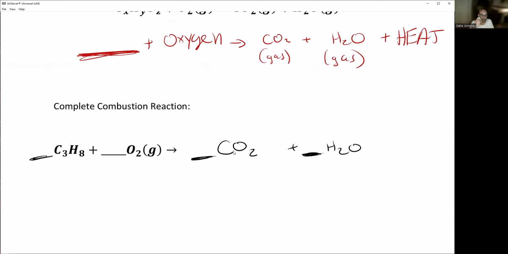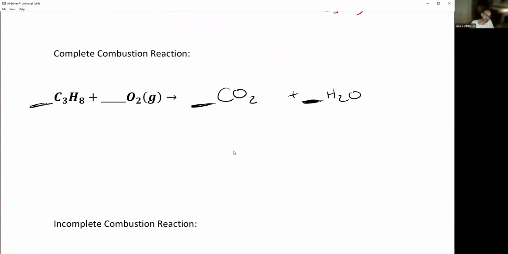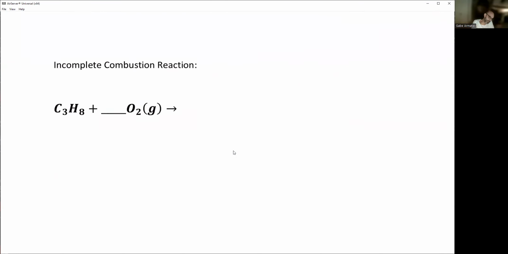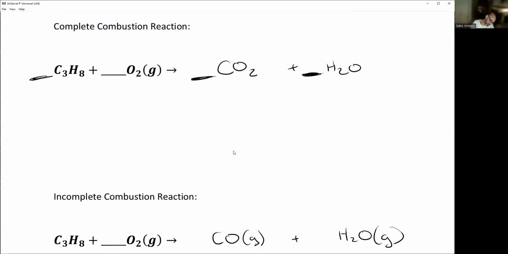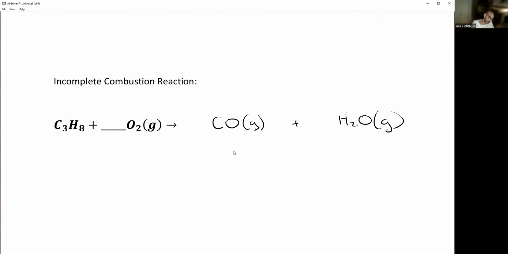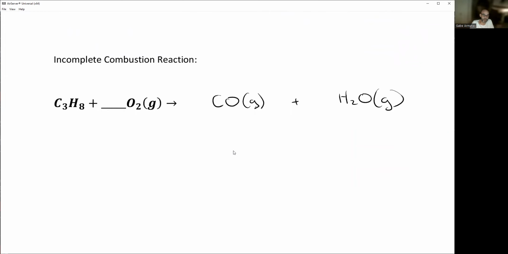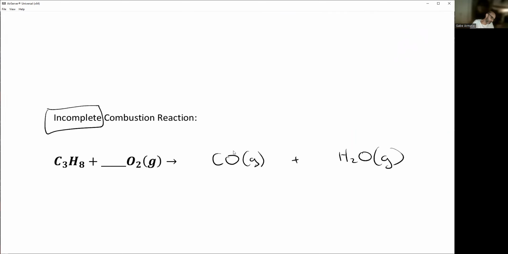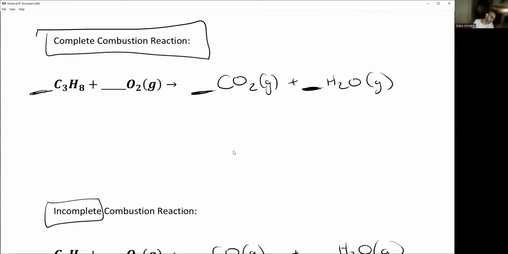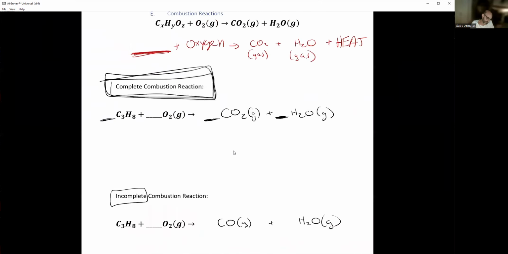All right, so go ahead and balance this equation. We're going to do this in class. That is a complete combustion reaction. Balance it. An incomplete combustion reaction is actually going to produce carbon monoxide as well as water. Both of these are gases. So when you burn this, which is actually propane, you're going to get carbon monoxide and water for incomplete combustion. The one that you really need to know is this one, though. When I say combustion reaction, I'm talking about this, but incomplete combustion, we'll talk about it in class. It's kind of a neat little thing.